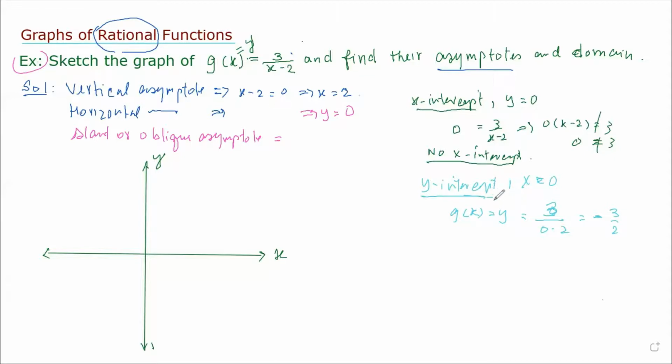When you have the y-intercept, you must write the whole thing as a coordinate pair, okay? So your y-intercept equals x is 0, you write like this, and y is negative 3 over 2. Okay, when you have the intercept, and you know the vertical asymptote and horizontal asymptote already, then you start to plot the graph. So now how to plot the graph?